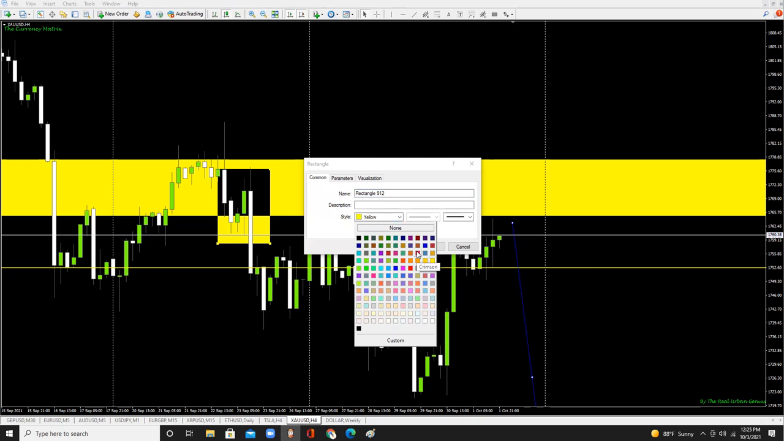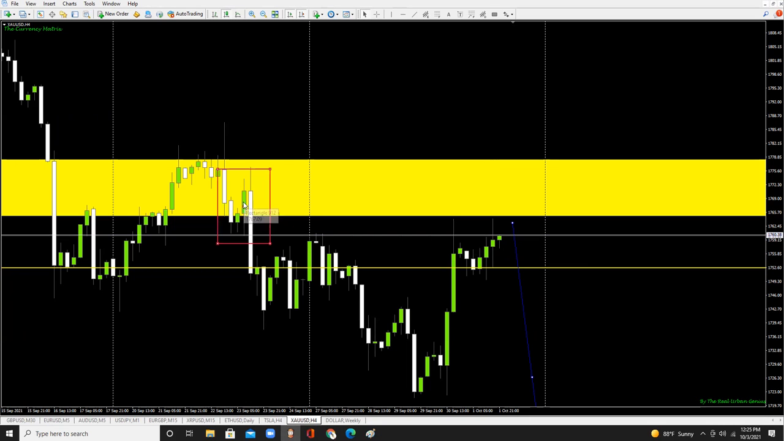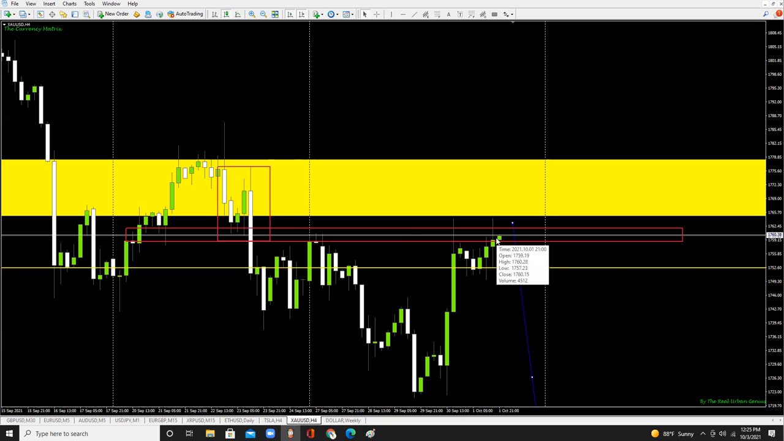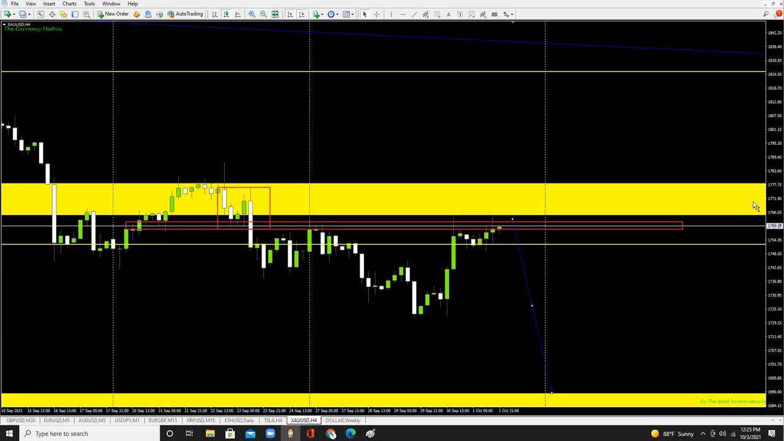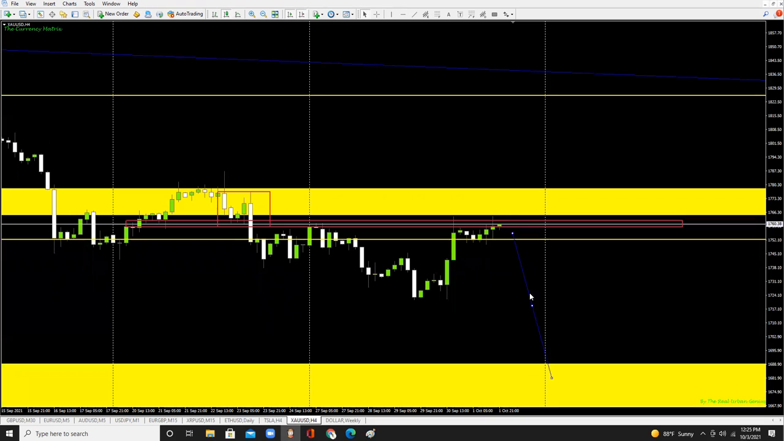That long piercing candle demolished this level as support and turned it to resistance. You can see the retest here. Resistance here, went a retest, and we see all these wicks being thrown up there. It's likely another rejection. And now we'll continue and move down in this form.